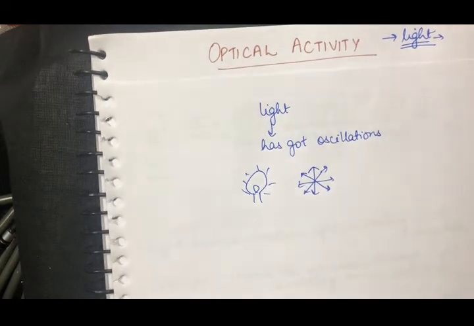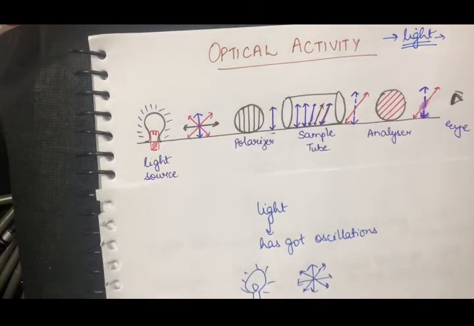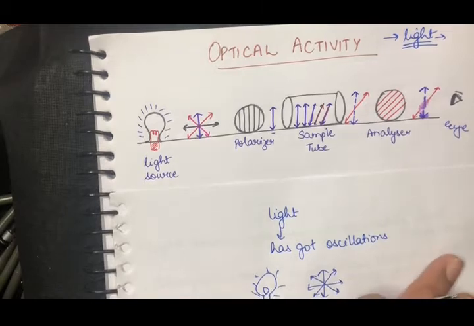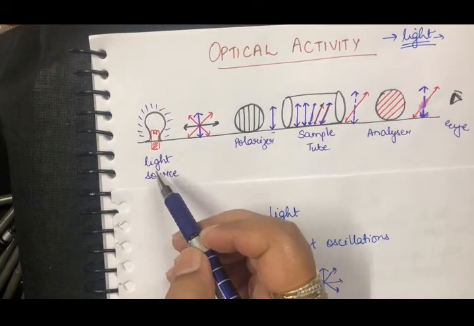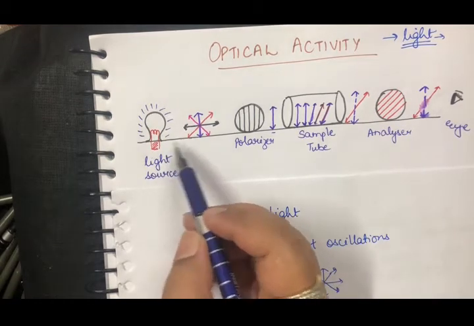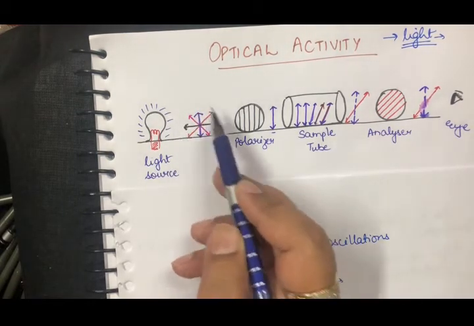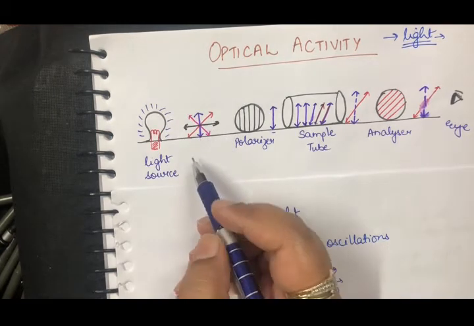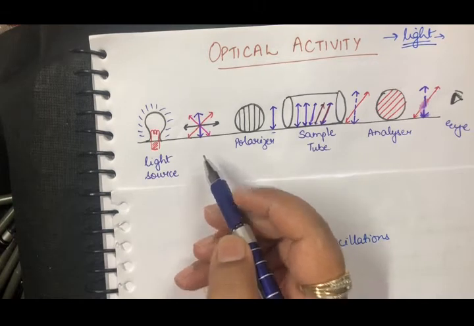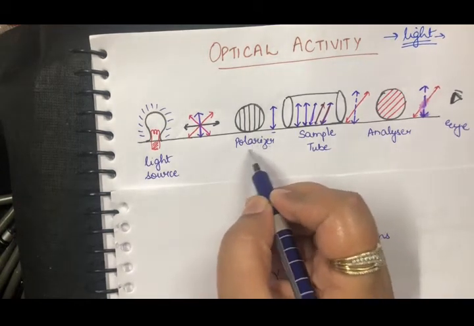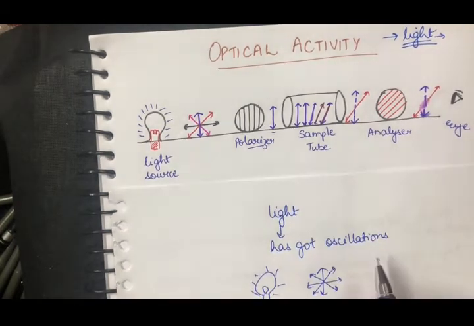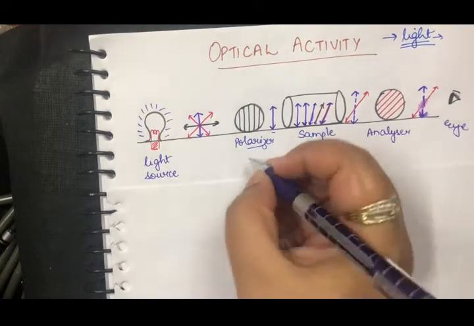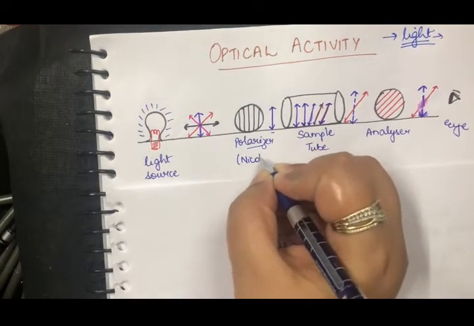Now what we do is we make a setup like this. I've already drawn it for the easier simplification. This is my bulb and this is my light source. So I have seen that it is providing me lights in all the possible planes. There are components in all the possible planes. Now what we do is I put it through a polarizer. Now what is polarizer? Polarizer is usually a Nicol prism.